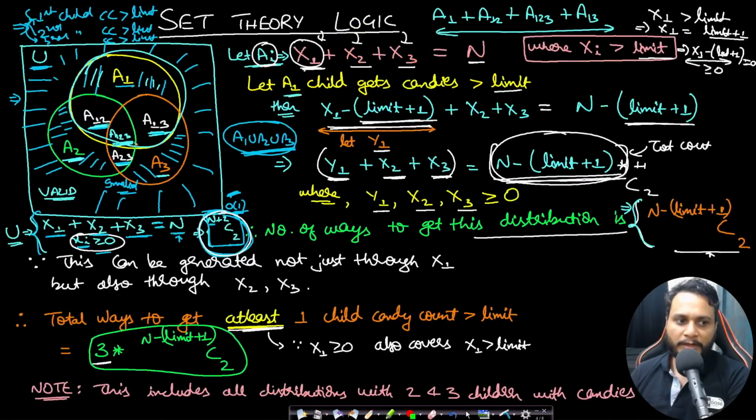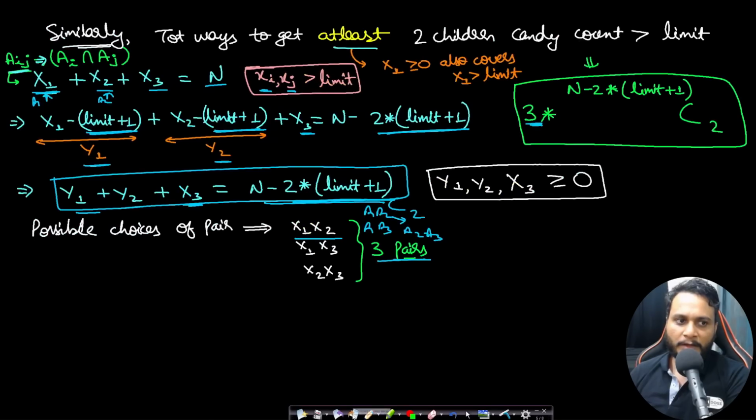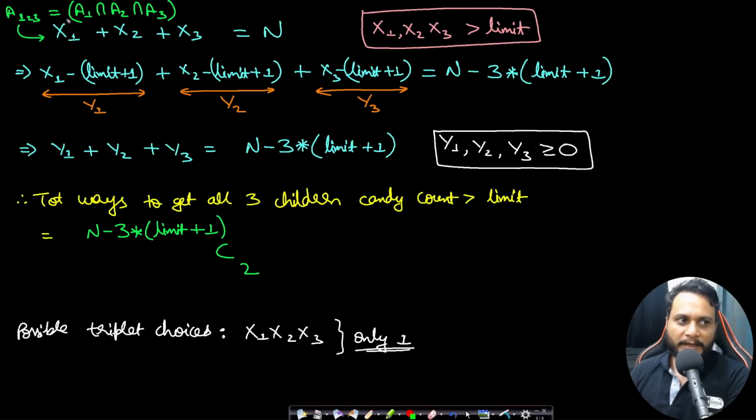Now we have to calculate a123 where all of them are exceeding the limit, and in that case for a123 we call it a1 intersection a2 intersection a3, where I will say x1 plus x2 plus x3 equals n, and x1, x2, x3 all of them should be greater than limit.